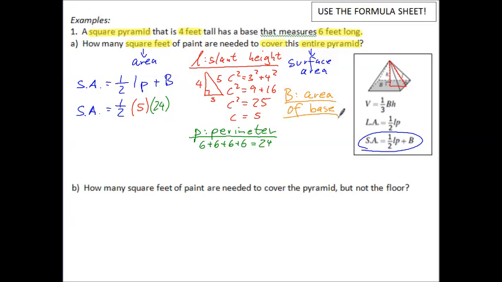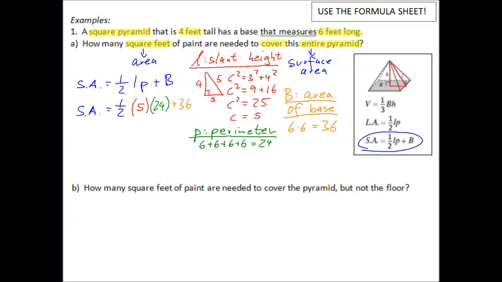The base is a square, we've been told that, and we know that the side length is 6. The area of the base we get by multiplying length times width. Or in the case of a square, it's just multiplying the side by itself, and that will give us 36. And now we have all we need to calculate our surface area.